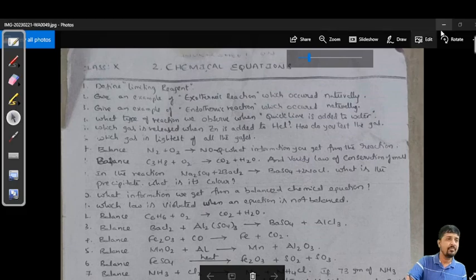That is, in the reaction Na2SO4 plus 2BaCl2 gives rise to BaSO4 plus 2NaCl. What is the precipitate here? What is its color is the question. So first of all, we will write the chemical equation.